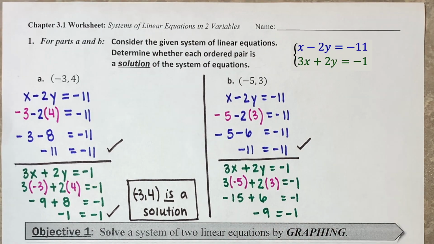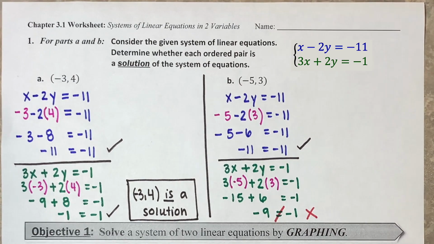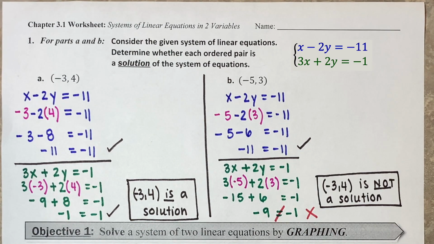Now we ended up with a false statement. -9 does not equal -1. So since this ordered pair does not satisfy all of the equations in our system, we would say that that ordered pair is not a solution.